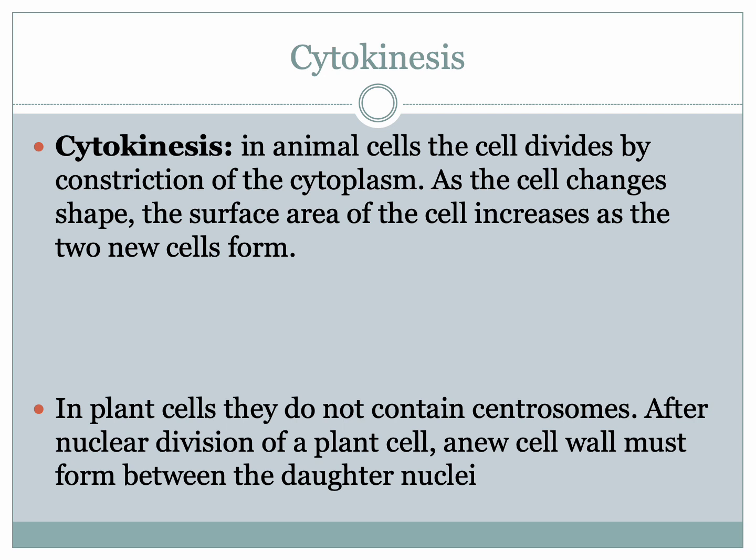The cell cycle concludes with cytokinesis, which is the dividing of the cytoplasm. Again, in animal cells, the cell divides by the constriction of the cytoplasm. As the cell changes shape, the surface area of the cell increases as it's going to form two new cells. Plant cells do not contain centrosomes. After the nuclear division of a plant cell, a new cell wall is going to form between the two daughter nuclei.